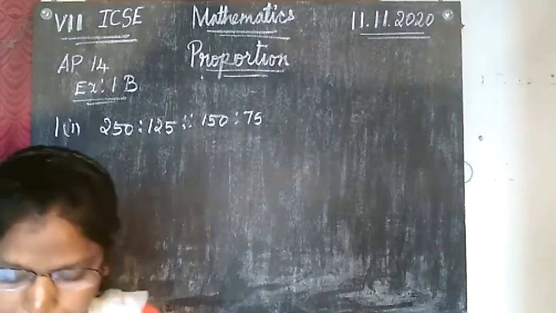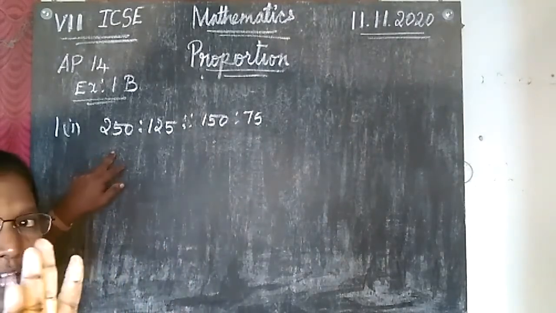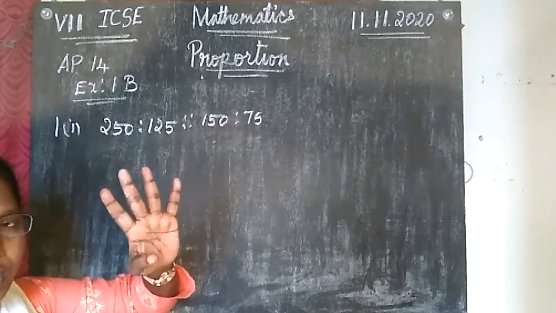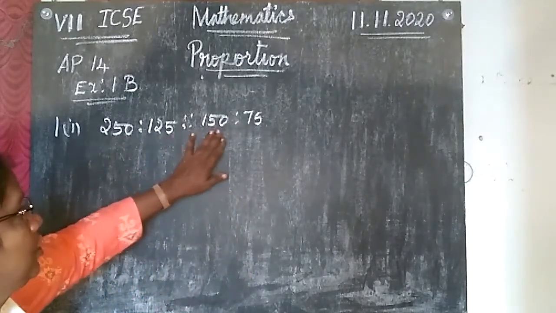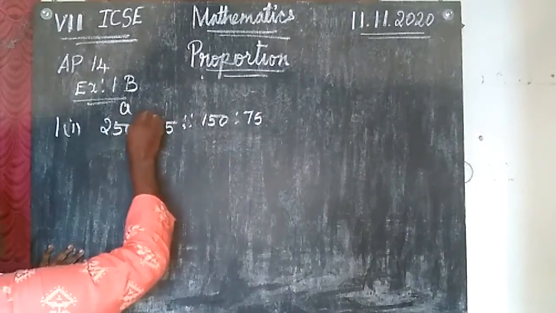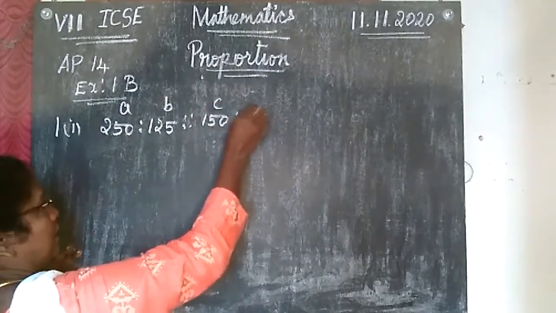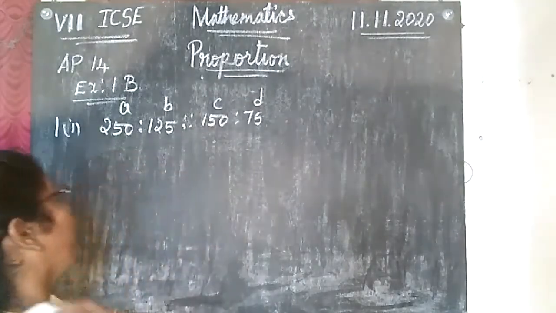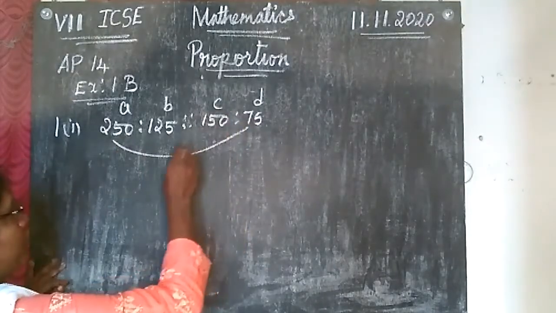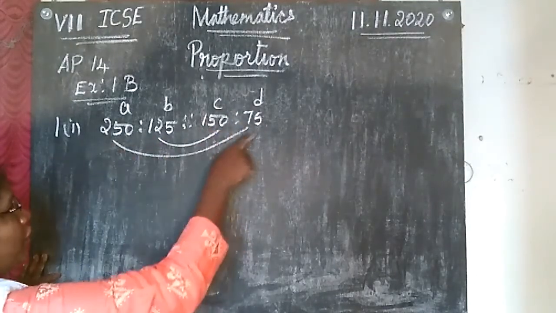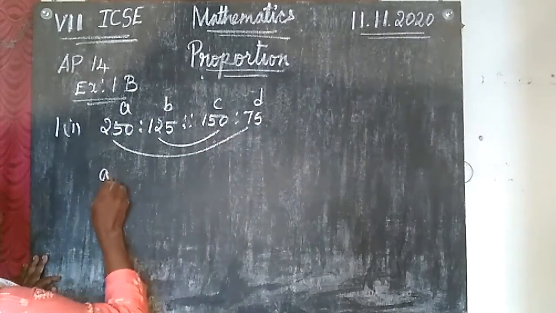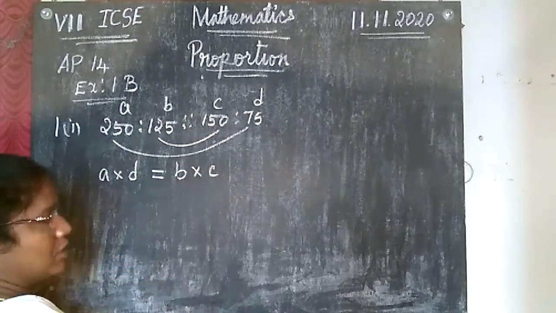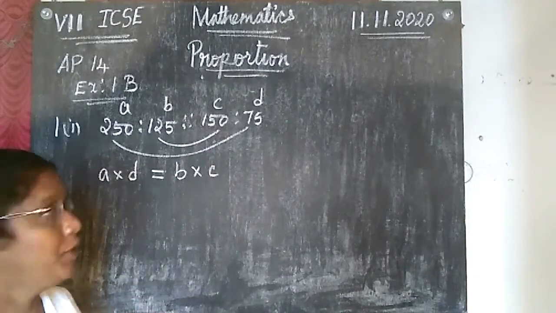Let me explain once again. Listen here. 4 terms I have here: 250, 125, 150, 75. First term, second term, third term, fourth term. Let's take this as A, this as B, this as C, this as D. What is the cross product rule? Product of extremes should be equal to product of means. What is the product of extremes? A multiplied by D should be equal to B multiplied by C. This is called the cross product rule. Already explained to you.